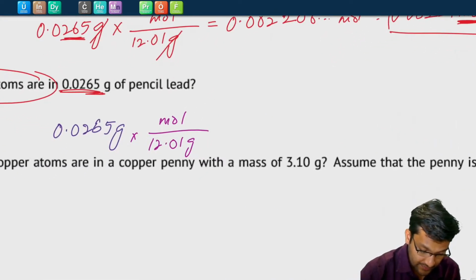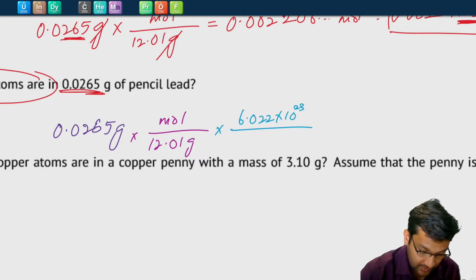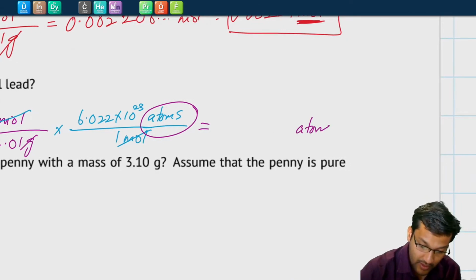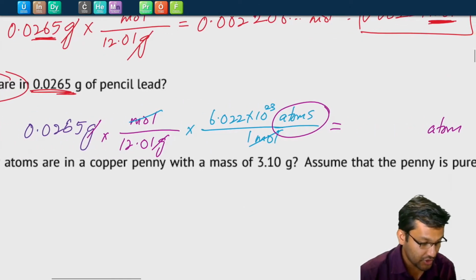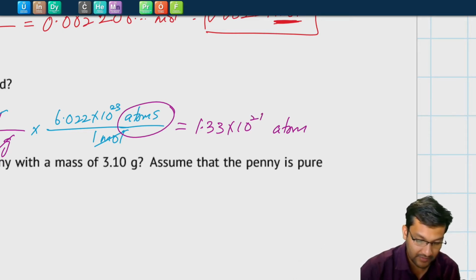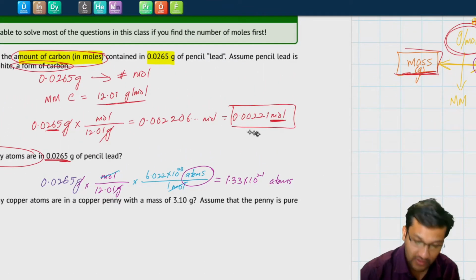So using Avogadro's number, it's 6.022 by 10 to the 23rd particles. In this case, the particles are atoms, so let's just put atoms for 1 mole. That way moles cancel out and grams cancel out, and we have as our units number of atoms, which is what the question is asking for. You plug these numbers in your calculator and you should get, to 3 significant figures, 1.33 by 10 to the 21st atoms.